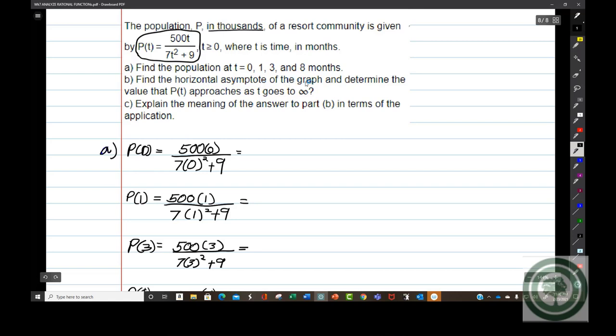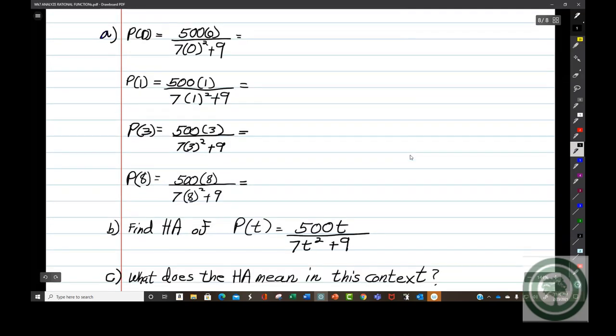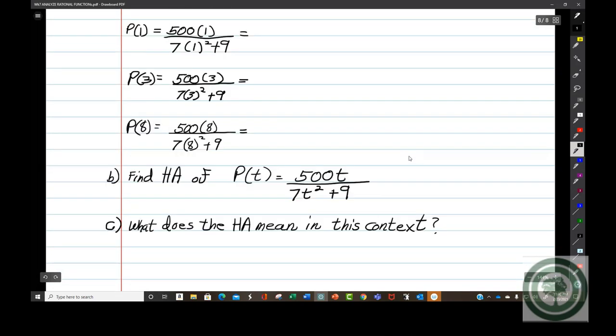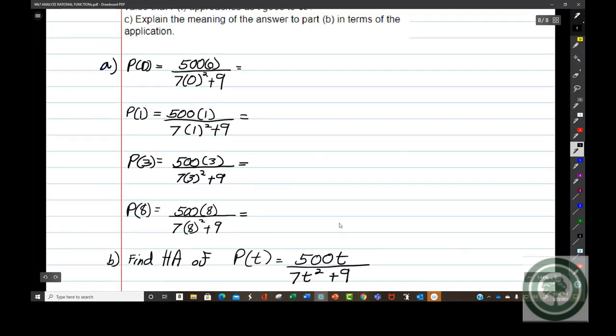And then find the horizontal asymptote of the graph and determine the value of that when t goes to infinity. In other words, when the number of months goes to a really long time. You're going to see that the answer is very common sense. And then you're asked to explain it, and you're actually given four choices. But let's go ahead and play with the calculator.